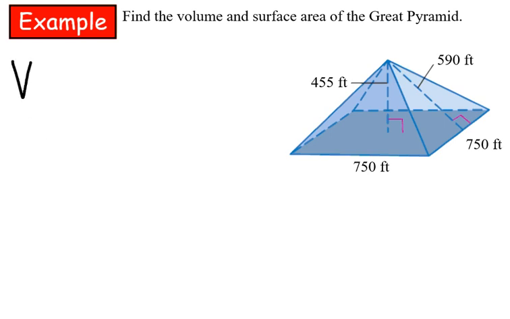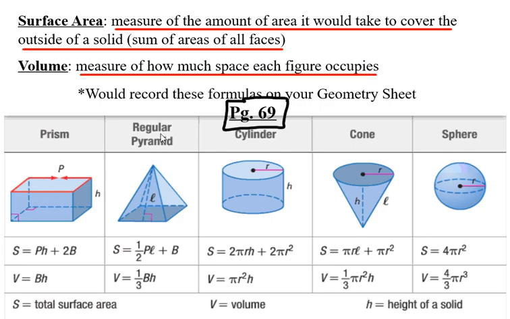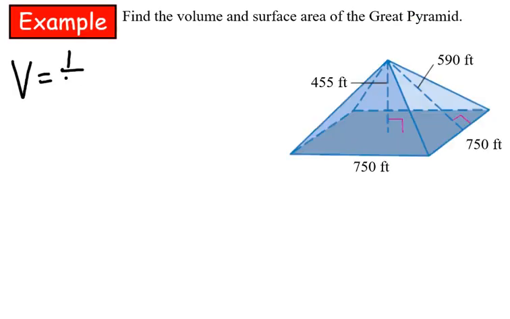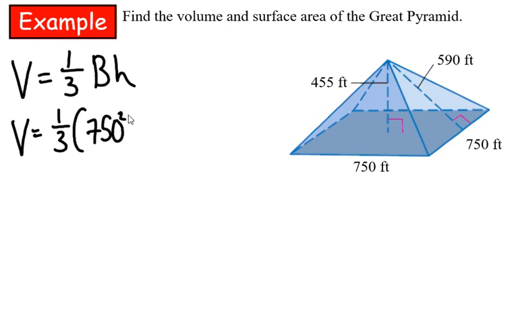Volume first. The volume of a pyramid, if you go back and consult, is 1/3 big B times H. Big B is the area of the base. The base is a square. So I need to do 1/3 times the area of the base, 750 squared, times the height of the pyramid. The height for volume is the distance from the center of the base to the vertex, which is 455.